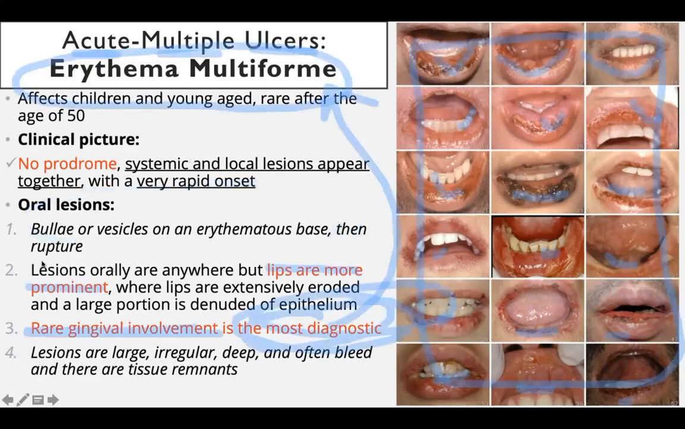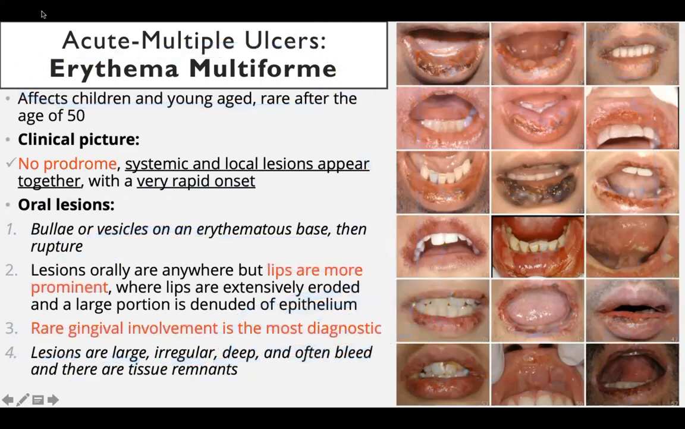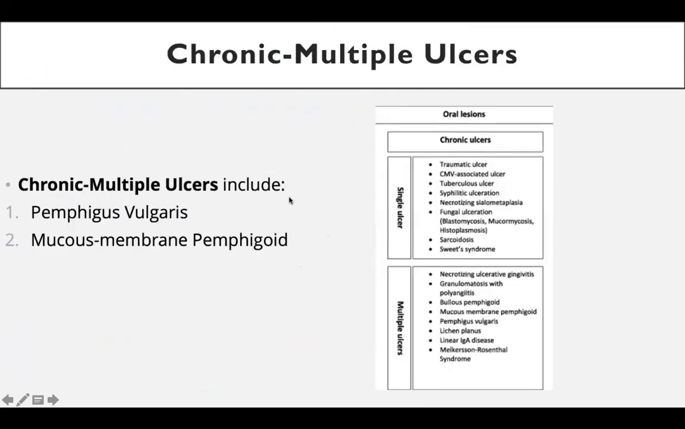What about the lesions? There were bulla and vesicles which rupture. You understand? The lesions are large, irregular, deep, and often bleed. Because they are deep, they reach the local vessels and bleed. And there are tissue remnants attached to them. So there is almost a crusting of the lips due to dryness. Okay, this was all the acute multiple oral ulcers. Now, what about chronic multiple ulcers?